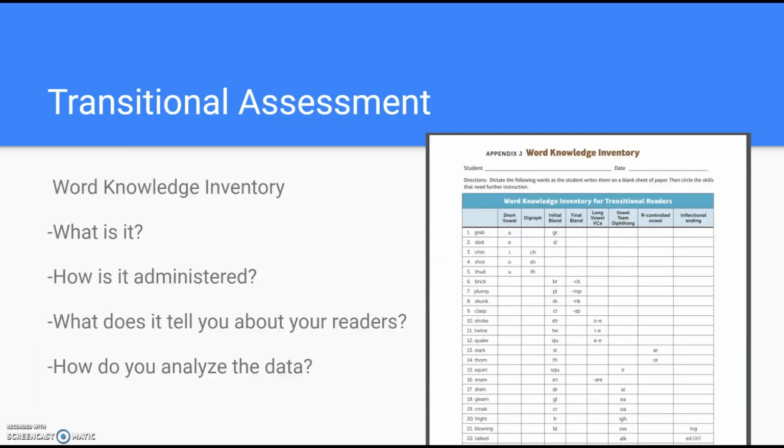The assessments for transitional readers include the word knowledge inventory and a reading conference. The word knowledge inventory is an assessment with a carefully designed list of words for students to spell. It is administered to the whole class, and it tells you which students are struggling and need immediate intervention. You will use the sheet to highlight the features that students missed, so you can use this to adjust your teaching. During the reading conference, you will also do running records, like I showed you before.